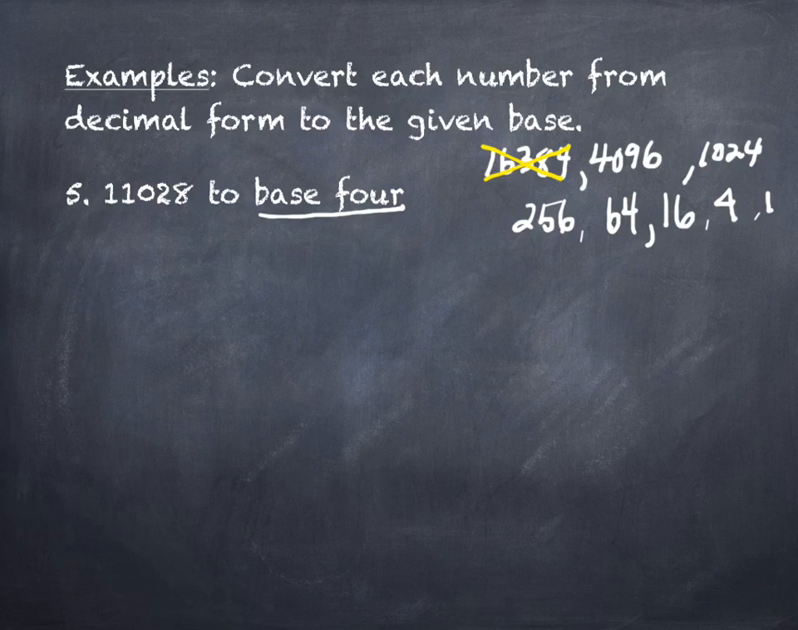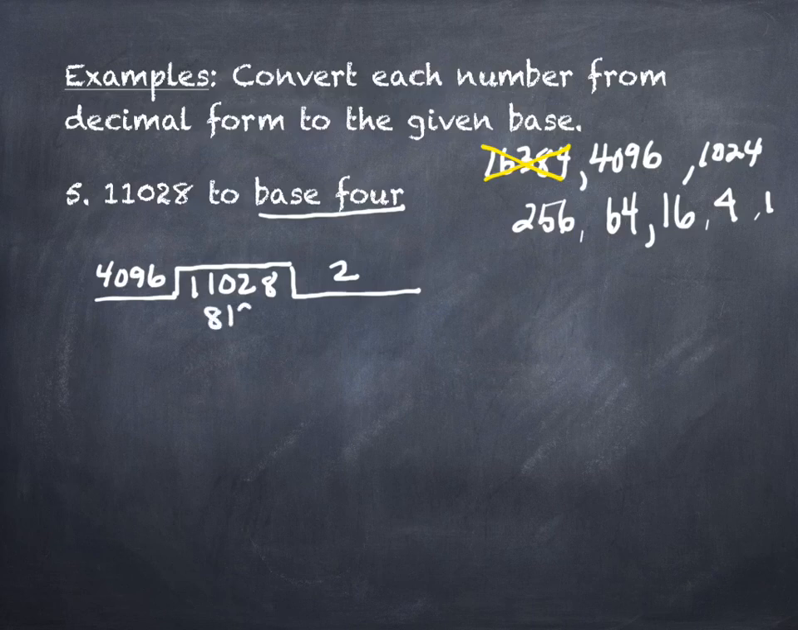That value I know for sure I'm done because that one's too big. It's too big to divide the 11,028 by that value. So we know that the largest value that will go into 11,000 is the 4096. So we're going to divide the 11,028 by the 4096. It goes in evenly twice, and if you take the 4096 times the 2, you get 8192. And you subtract that from 11,028 to get 2836.